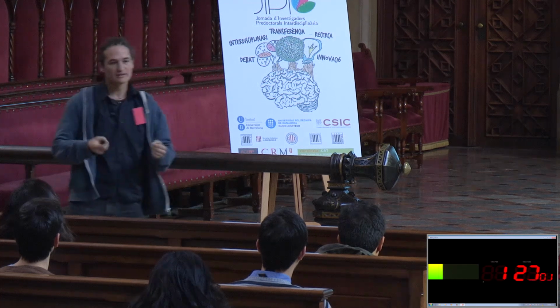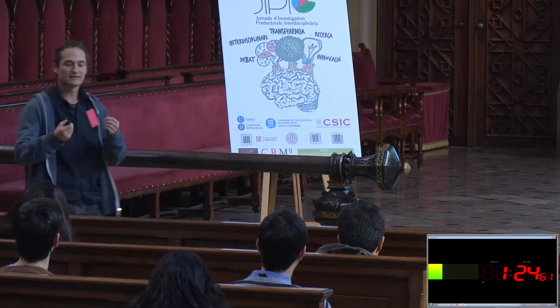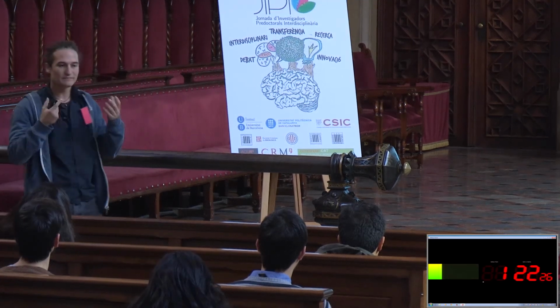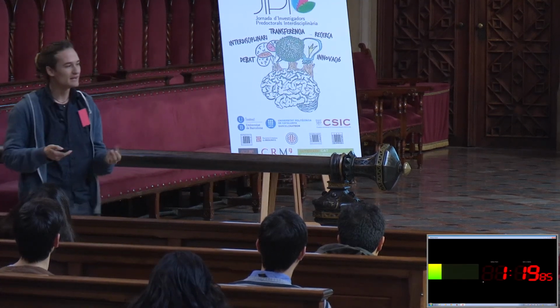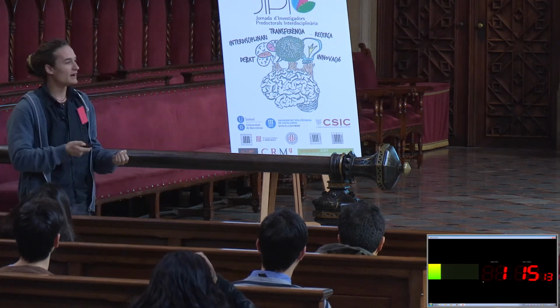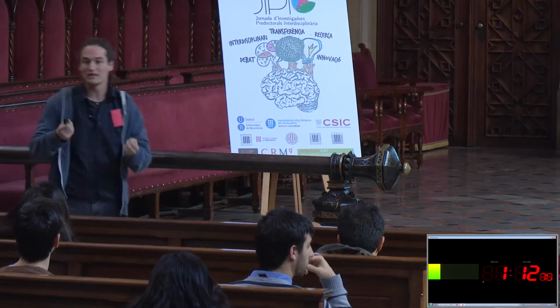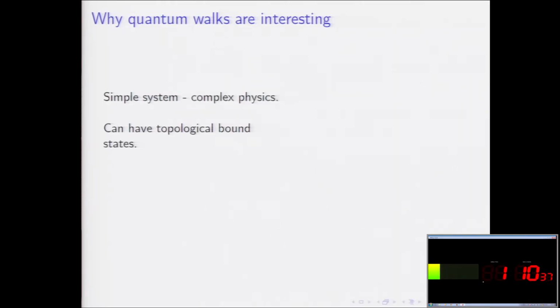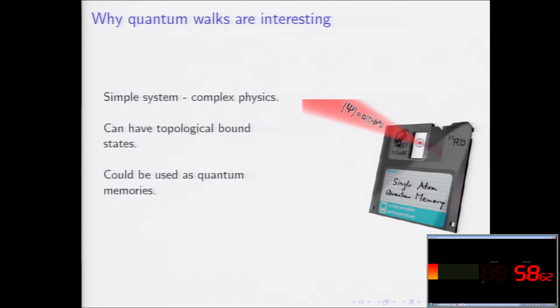So we are interested in this type of system because despite them being very simple to understand intuitively, they actually hide some extremely complex physics. And in particular, we can generate what are known as topological bound states, which are these extremely interesting states of matter that are still very badly understood to this day. And there are also some experimental proposals for storing quantum data with this type of system.